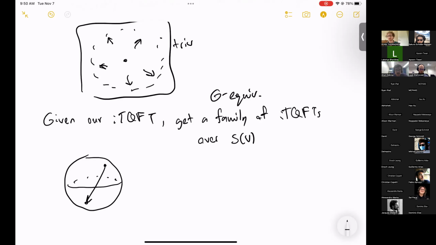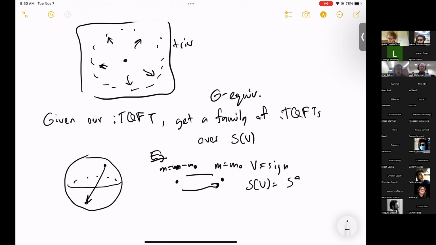So for instance, you could think about any number of examples. Like in our time reversal, in our T-breaking case, V was the sign, in 2+1D. V is the sign, S_V, S^0 is 2 points. Here we had the theory with some M0, and here we have the theory with minus M0, and time reversal symmetry exchanges them. So this is a T-equivariant family rather than a T-symmetric family.